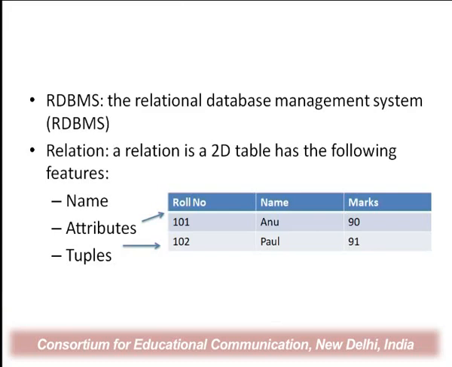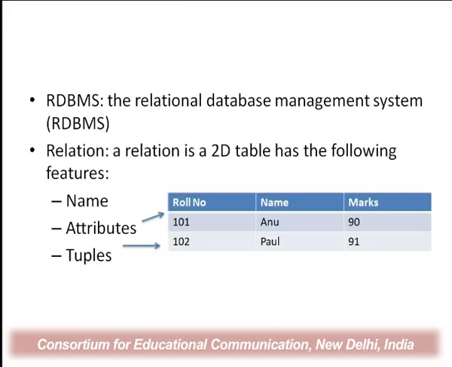Then it has the attributes and it has the tuples. Attributes are the columns and tuples are the rows. So, a table is known as a relation, attributes are its columns and tuples are the rows of the table. Basically, all entities are shown as tables, and the attributes or the characteristics of these entities are shown as the columns, and then each individual entity instance is shown as a row or as a tuple.